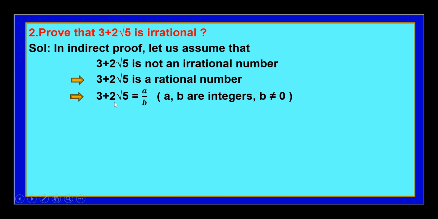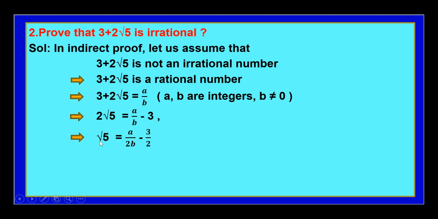Let us transfer this 3 and 2 to the other side of the equality. First of all, take this 3 to other side. Then 2 root 5 is equal to a by b, other side minus 3. Now take this 2 also to other side. Here 2 multiplies root 5. If we take it to other side, it should divide. Therefore, root 5 is equal to a by 2b minus 3 by 2.